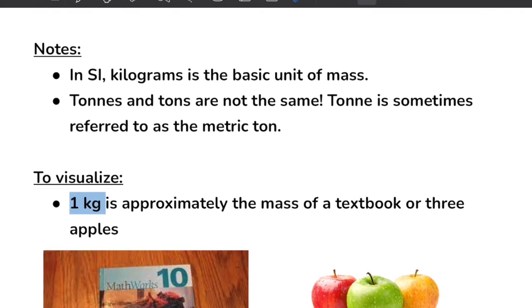Now, the other thing I'd like you to pay attention to is the spelling. Ton and tonne are different. They are spelled differently. They are not the same thing. In the metric system, we are working with the tonne, the one with the extra "ne." Sometimes it is referred to as the metric ton, okay? So just know in SI and metric, we're dealing with this one, okay?